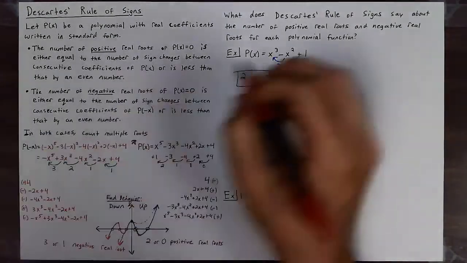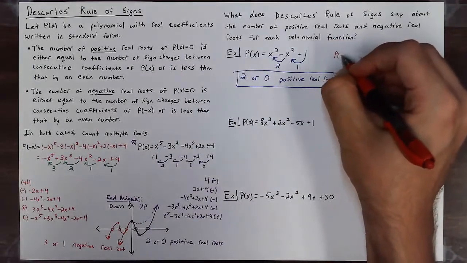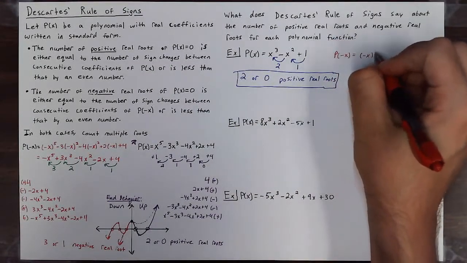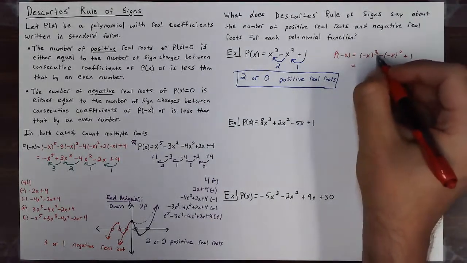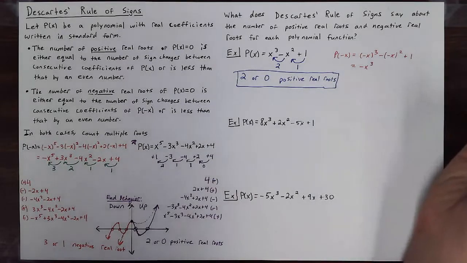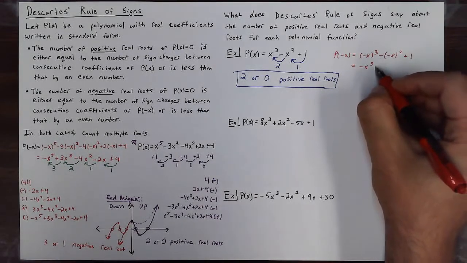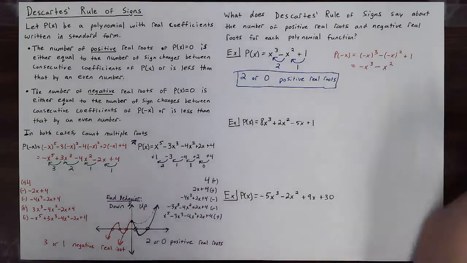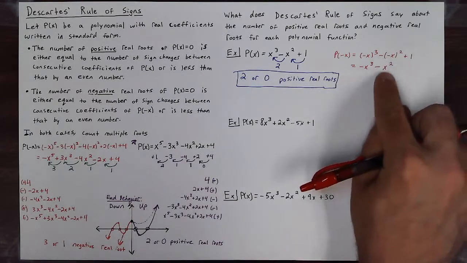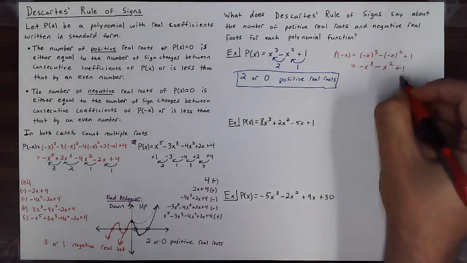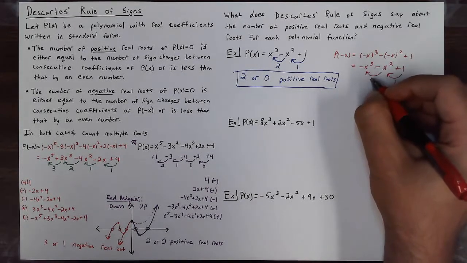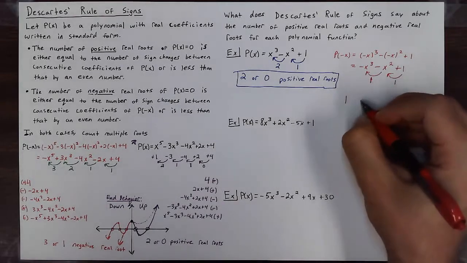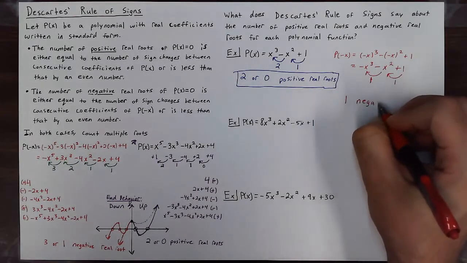And then if I were to plug in a negative number, so p of negative x, giving me negative x cubed minus negative x squared plus 1, I get negative x cubed. This is now still a minus x squared, because the squared keeps that positive, so it's still minus plus 1. And counting these sign changes, there's one change from 1 to negative x squared, but there's no change from negative x squared to negative x cubed, so it's just one change overall. So there's one negative real root.